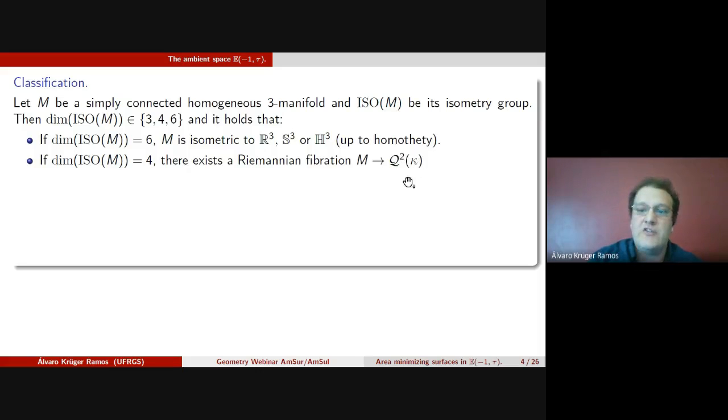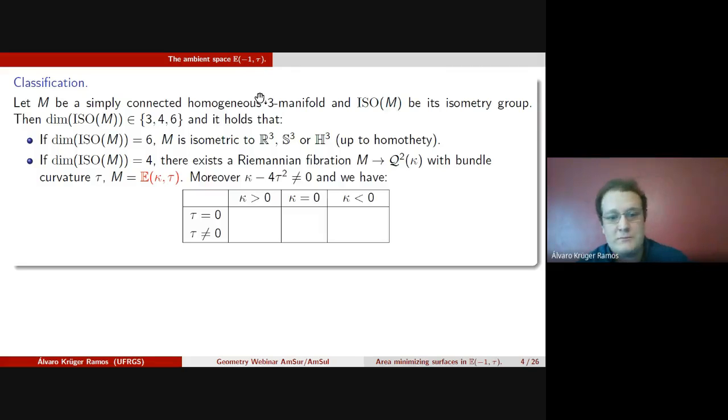So it's either R2, H2, or S2, a simply connected surface, and it has bundle curvature tau. So here is the kappa, and here is the tau, and we call these spaces E kappa tau spaces. Our space is one particular example where kappa is minus 1.